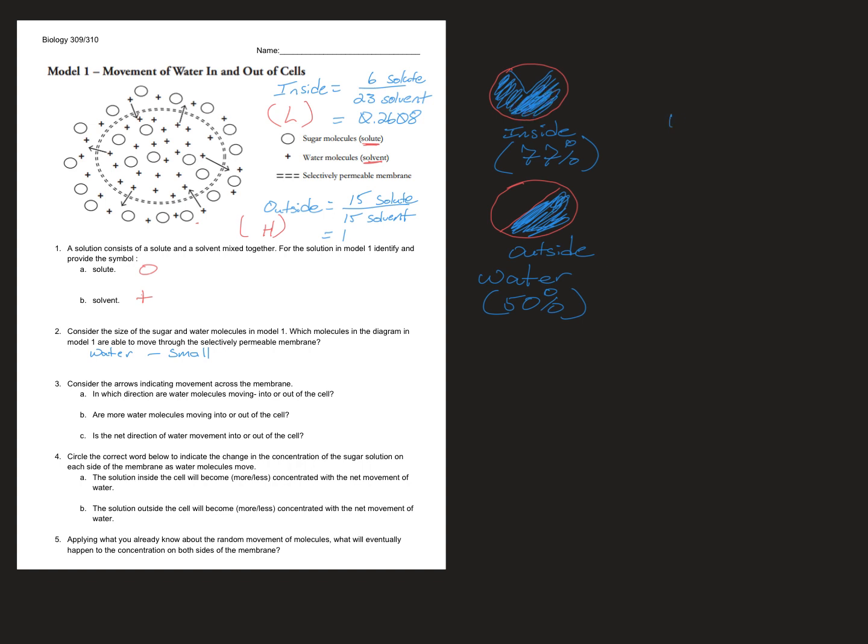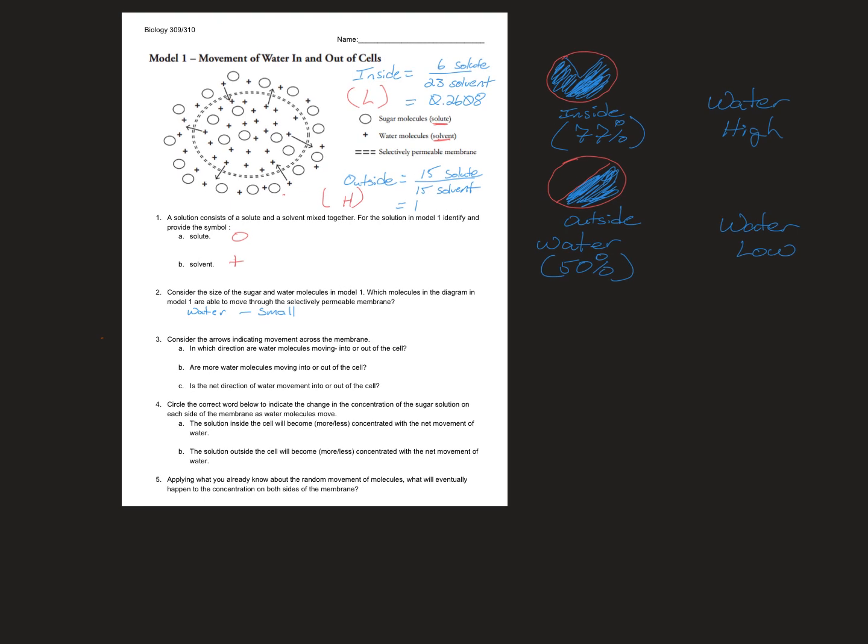So therefore, for water, inside is high, and water outside is low. Now, that being said, the solute cannot pass, but the solvent, in this case water, can. So water is going to diffuse, but how does diffusion happen? The diffusion of water, remember, is osmosis. Osmosis, diffusion of water. Diffusion happens from high to low. So you'd expect the net movement of water to be from inside to outside in this case. So we expect most of water going out.